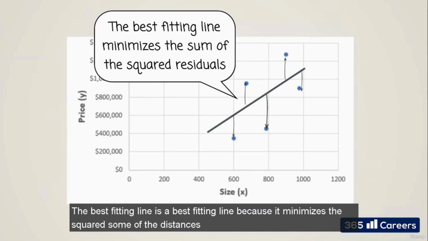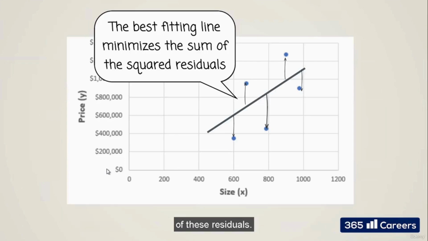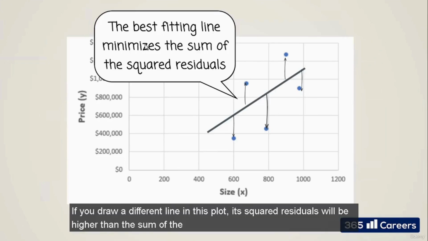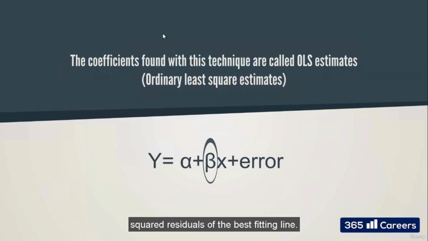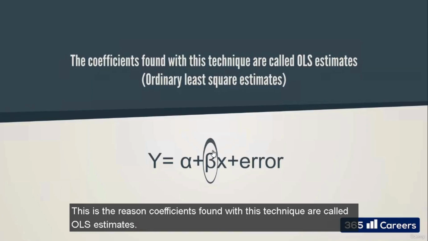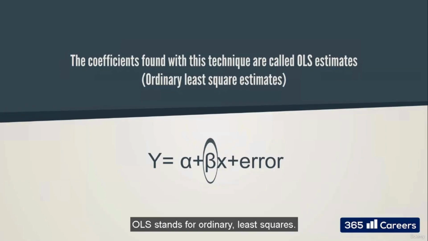The best fitting line is a best fitting line because it minimizes the squared sum of the distances of these residuals. If you draw a different line in this plot, its squared residuals will be higher than the sum of the squared residuals of the best fitting line. This is the reason coefficients found with this technique are called OLS estimates. OLS stands for ordinary least squares.